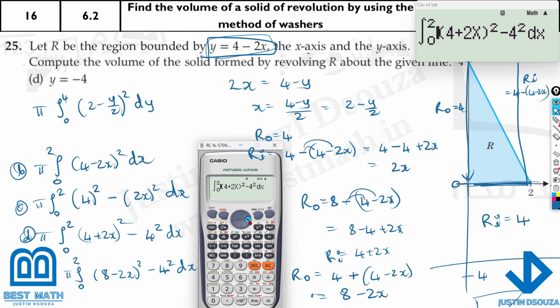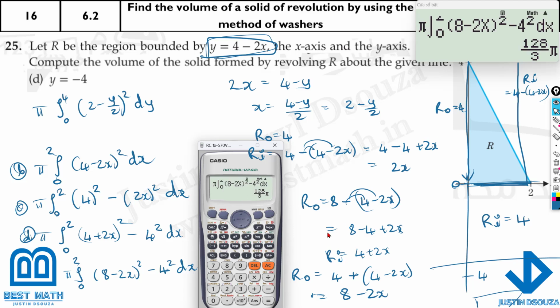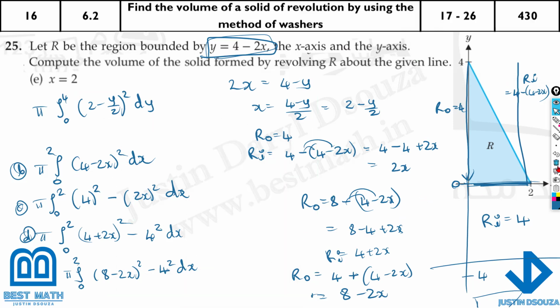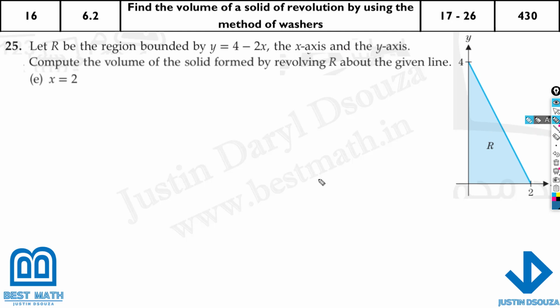Now here we must get the same answer even for the second one. Let's just rearrange this one. Here it is 8 minus 2x and everything else is the same. Is it correct? Yes, 128 by 3 pi. So this is how you can easily see that whichever method, whichever values you write, as long as you follow these rules, you must get the correct answer. I hope that's clear. That's it. Okay, there's still more. Let me clear it out.